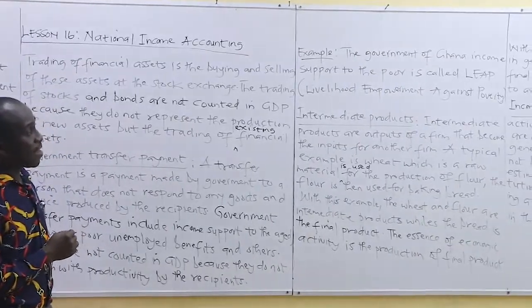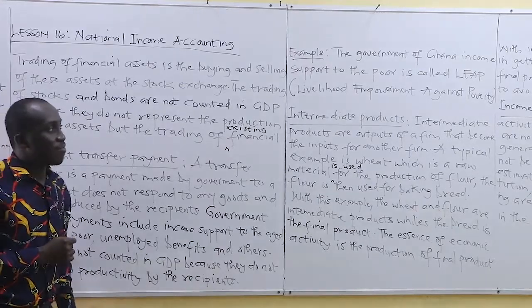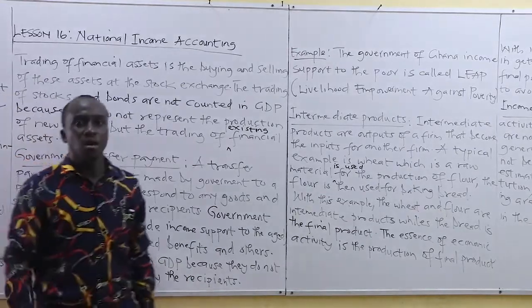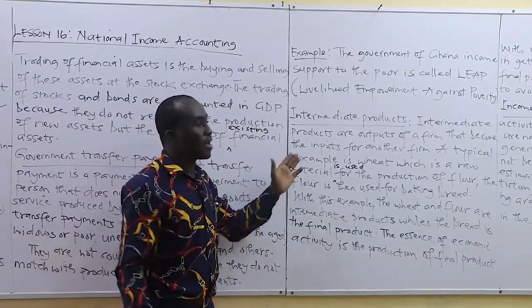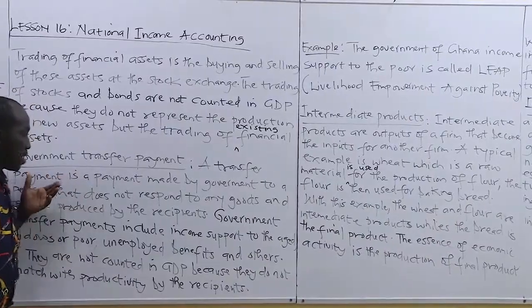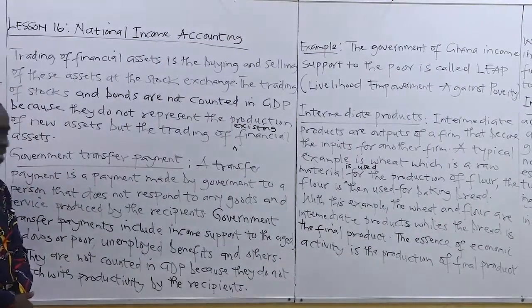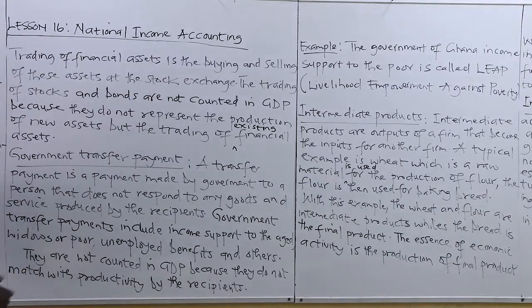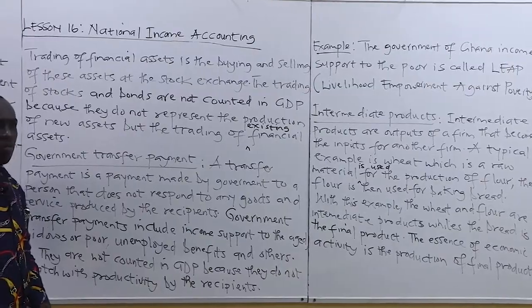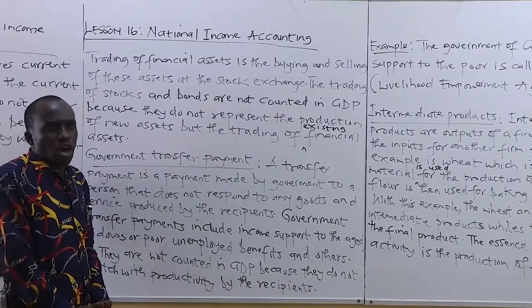An example from Ghana: the government of Ghana gives income support to the poor, which we call LEAP, Livelihood Empowerment Against Poverty. What is government transfer payment? It is money the government gives to people it thinks are economically disadvantaged, right? They may be widows, poor, aged, or unemployed, and the government wants to support them.